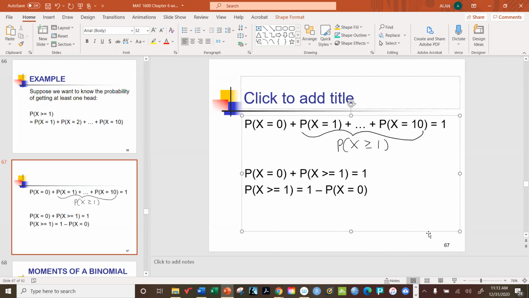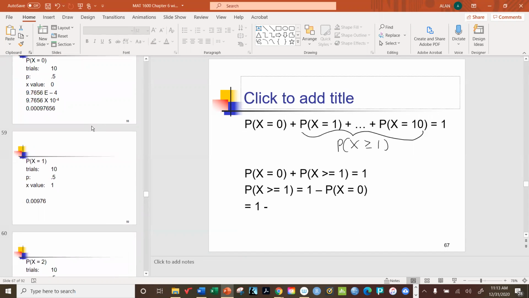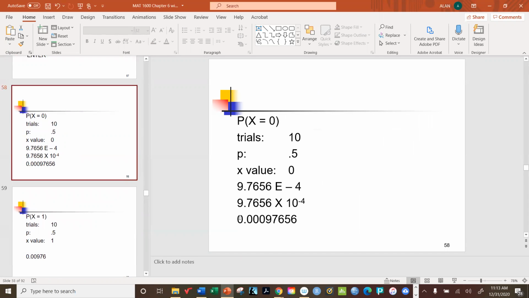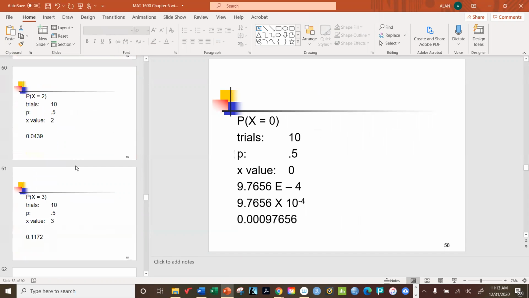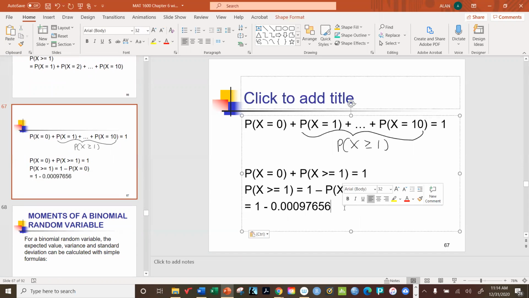what do you know? And 0 we've already seen. It's up here somewhere. So yeah, look at that. 1 minus. Now look how much work I just saved myself. This is equal to 0.99902344.